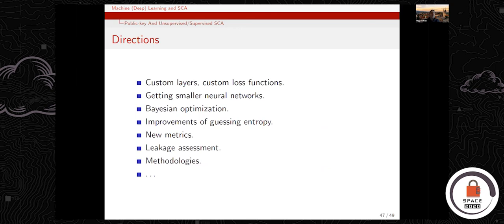What are some directions that people are currently looking at? Well, we are looking at how to make custom layers, custom loss functions, so to make attacks better, how to get smaller neural networks, how to use different techniques for the hyperparameter optimization, like Bayesian optimization, how to improve guessing entropy, because guessing entropy also sometimes can be a deceptive metric. It can tell us something that actually is not necessarily true. Then we are thinking how to develop new metrics to tell us that deep learning is really working well. Then we use deep learning for leakage assessment, development of methodologies, and so on and so on.